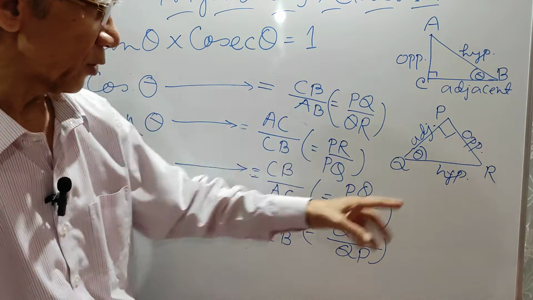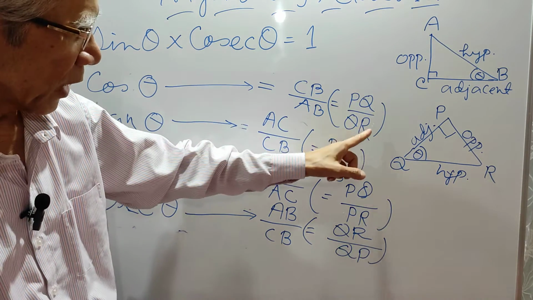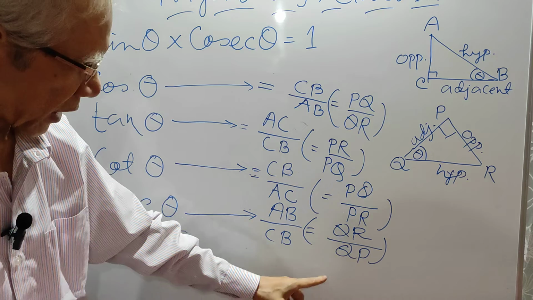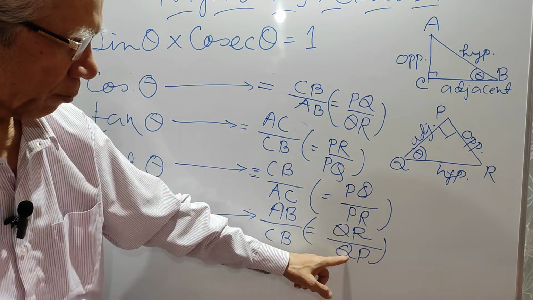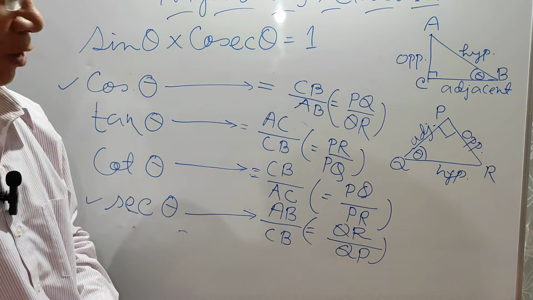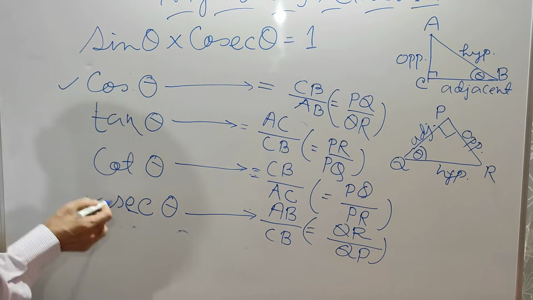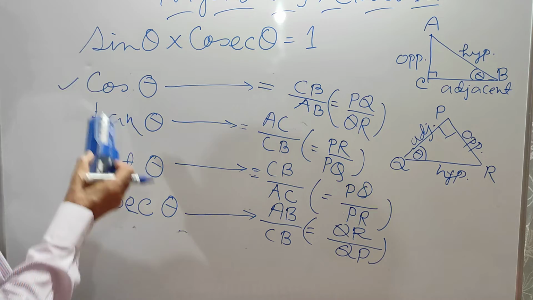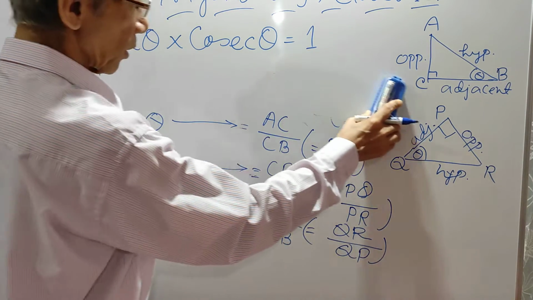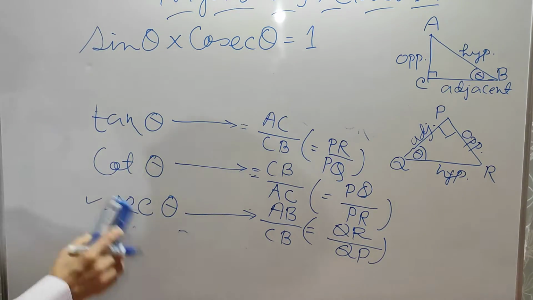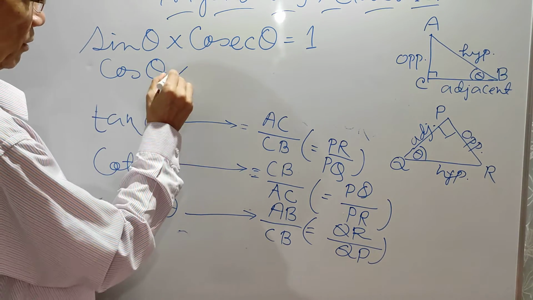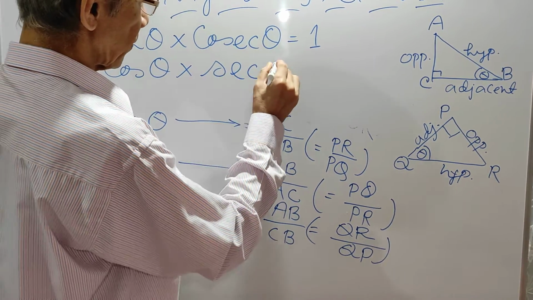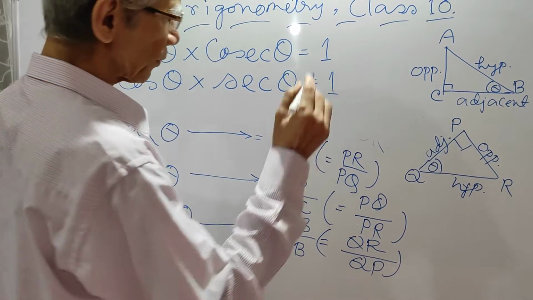In the other triangle also you see cos is PQ by QR and sec is QR by QP. So PQ by QR and QR by QP. So they are reciprocal of each other. Therefore the product of these two will be 1. So that is another second relation we get. Which two are reciprocal of each other? Cos and sec. So cos theta multiplied by sec theta is equal to 1.